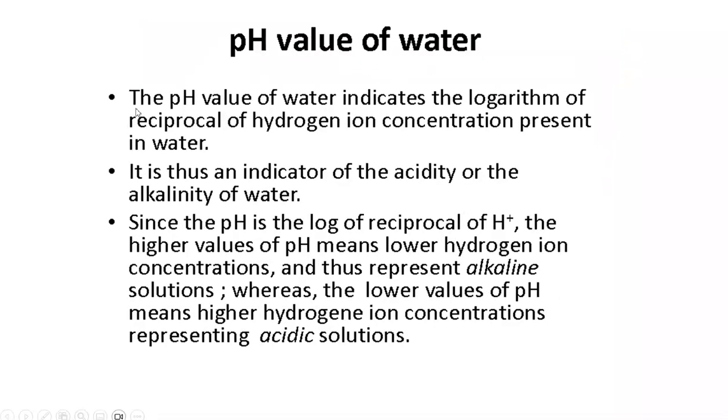pH value of the water. The pH value of water indicates the logarithm of the reciprocal of hydrogen ion concentration present in water. It is thus an indicator of the acidity or the alkalinity of water. Since the pH is the log of the reciprocal of hydrogen ion concentration, higher values of pH mean lower hydrogen ion concentrations and thus represent an alkaline solution, whereas lower values of pH mean higher hydrogen ion concentrations, representing an acidic solution.